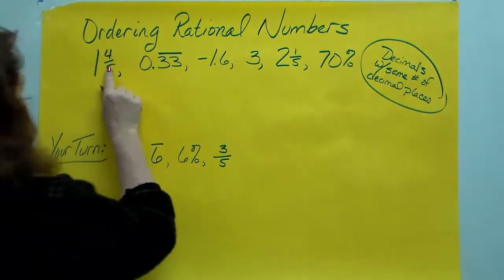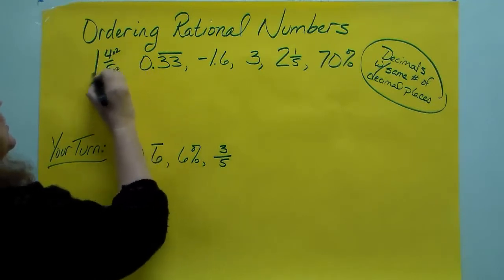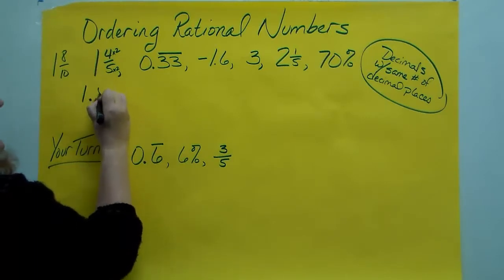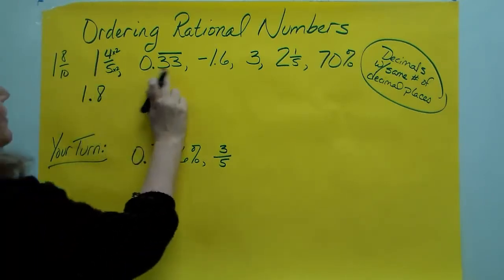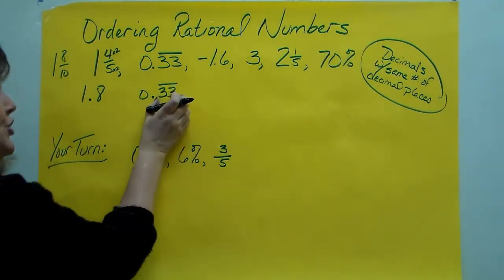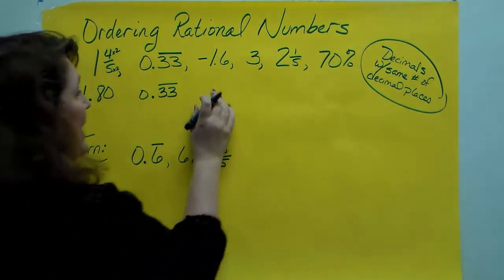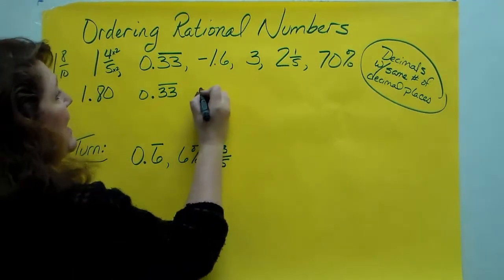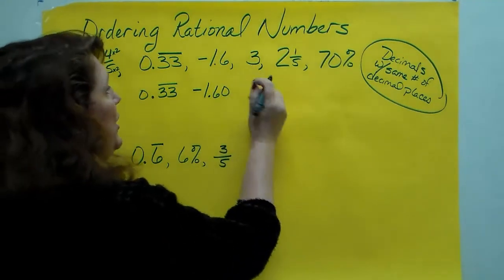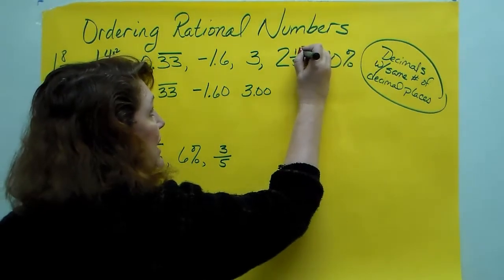So I'm going to make this into a decimal. Well, I can say times 2 times 2, and this becomes 1 8/10. This is already a decimal. This is 0.33, but I'm going to make this 2 decimal places. So now it's 80 and it's 33, and I like that. Negative 1 6/10, I want that to be 2 decimal places. Negative 1.60. 3 becomes 3.00. 2 1/5 times 2 times 2.